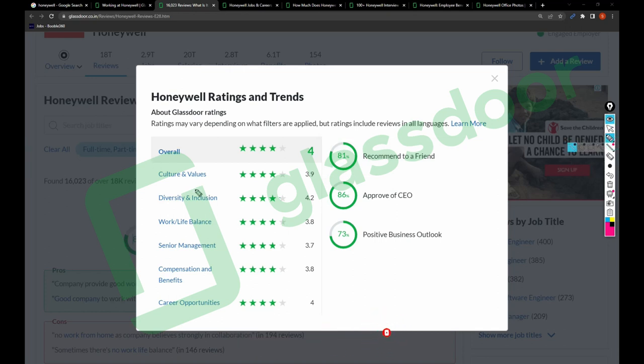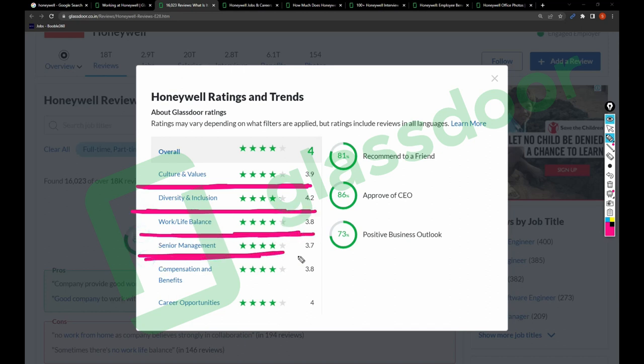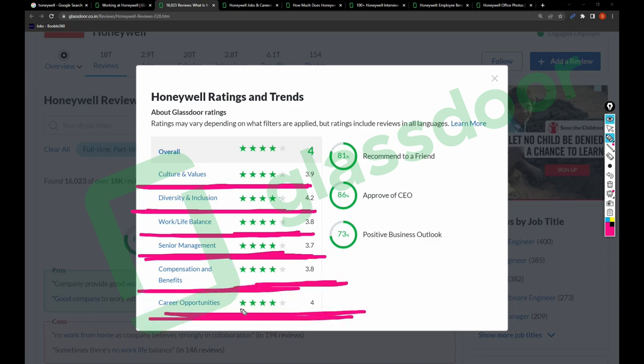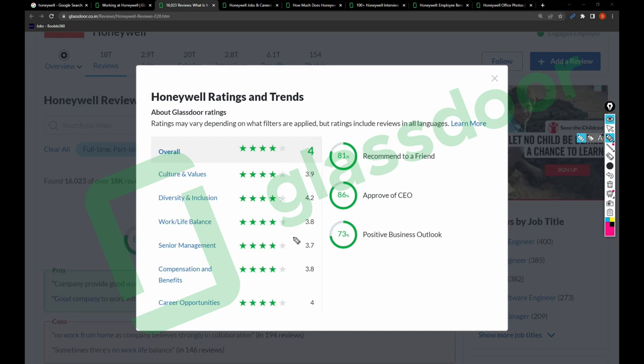Keeping that aside, for culture and values the rating is 3.9, and diversity and inclusion is 4.2, work-life balance is 3.8, senior management 3.7, compensation and benefits 3.8, and career opportunities 4. So these are the individual ratings of the company. If you notice, senior management, work-life balance, and compensation and benefits are less than better but more than good. That means this company still has a chance to improve these three things: work-life balance, senior management, and compensation and benefits.